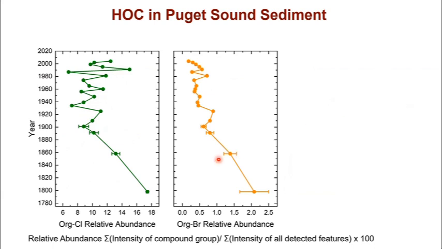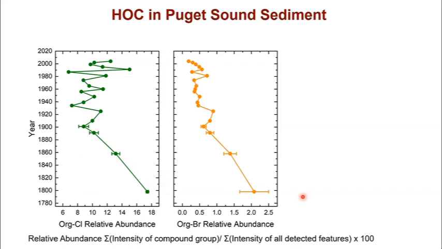So basically I calculated the sum signal from any organic compound that was assigned as carrying a halogen, divided by the total signal of everything, and calculated the percentage. Similarly, this organic bromine signal is anything assigned as bromine, where I sum the intensity from the mass spec divided by the total feature intensity. So this more or less tells you qualitatively, do we have elevated signal of organochlorine and organobromine?